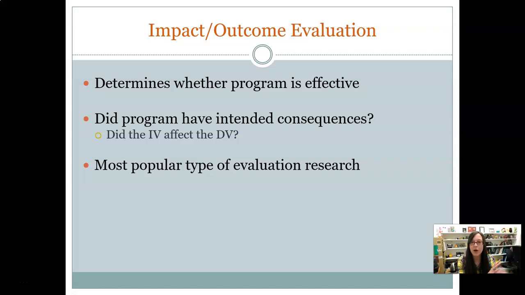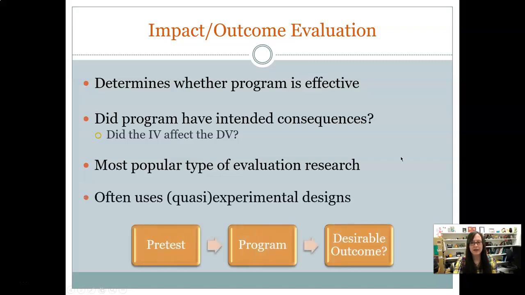So some of those other things are not always done for every program, but typically you have to have an impact evaluation or an outcome evaluation of some kind. Or impact analysis is what this is also called. So often this uses either true experimental designs, or much more often it's quasi-experimental, because selection bias typically makes it difficult to use true experimental designs. But generally you're comparing the group that received the program or treatment to the group that didn't. So you have the pretest, you implement the program, and then see if you got that desirable outcome or not.